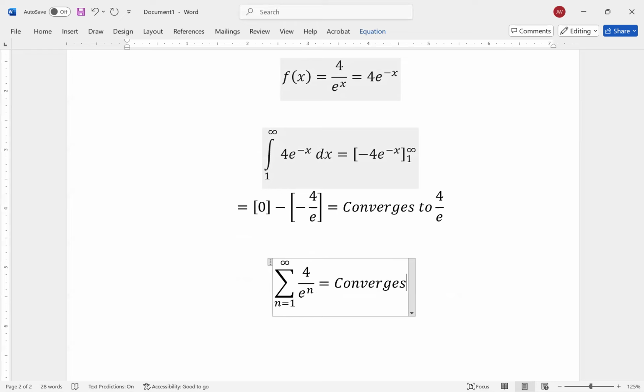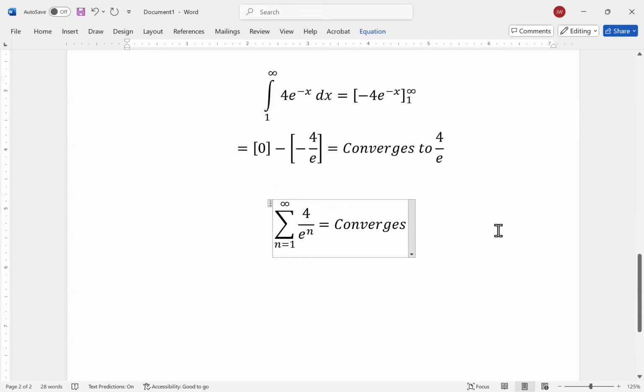However, this infinite series, while it converges, will not converge to 4 over e. We don't know what it converges to. So the integral, we know what the integral converges to. But because the integral converges, we know the infinite series converges. However, it might not converge to 4 over e, and in this case, it definitely does not.